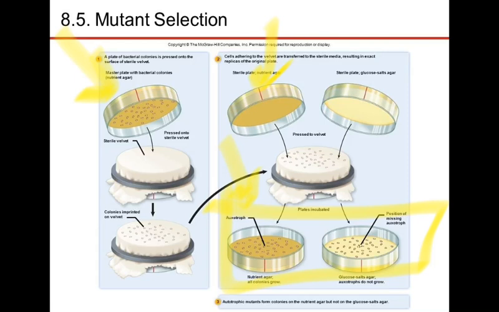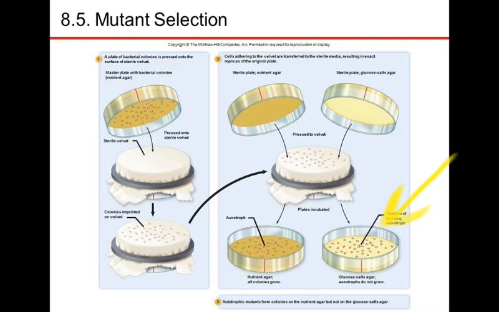And then you start to examine this minimal media plate. And on that plate, because the prototroph can grow there, you should see all the colonies of the prototroph, the original wild-type cells represented there.